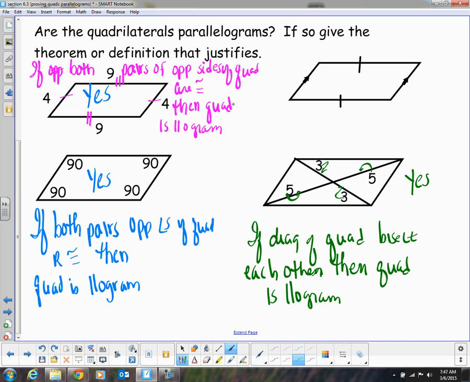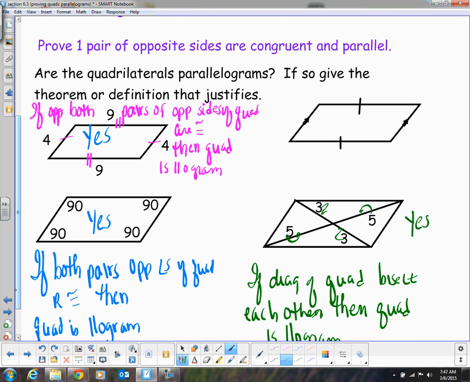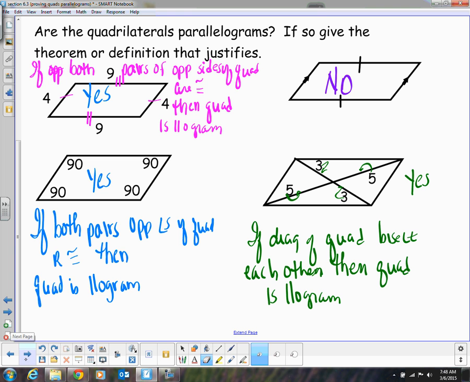What about this one? All right, I see one pair of parallel, and I see one pair of congruent. What's wrong with this picture? It has to be the same pair of opposite sides, and they are different. All right, this is no. Now, if this arrow had been there and that arrow had been there, would it have been a yes? Okay, so you see the difference between those? So some of your problems tonight are no's and some of them are yeses.